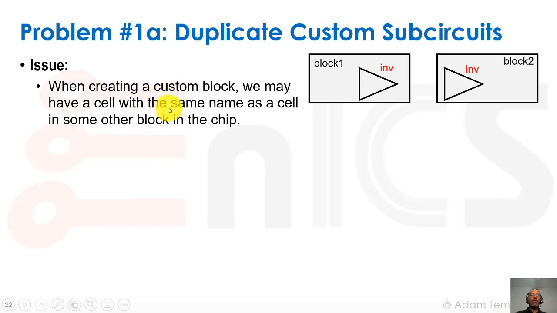When creating a block, we may have a cell with the same name as a cell in some other block on the chip. So this is block 1 and this is block 2. They're both custom blocks, or maybe one of them is a non-custom block and one of them is a custom block.